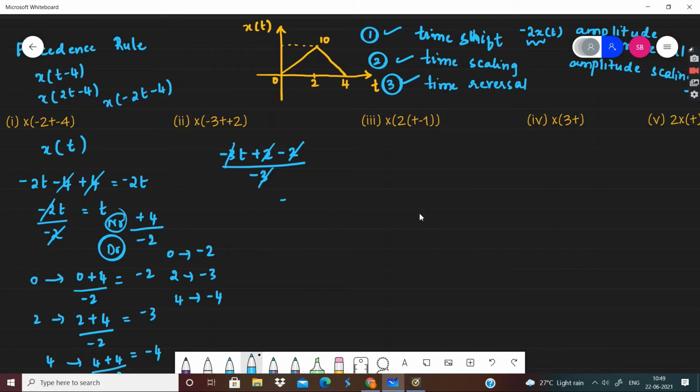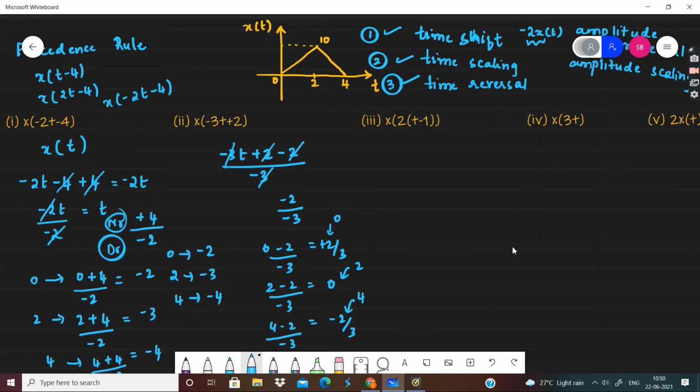So in the numerator I have used -2 and in the denominator I have used -3. Now for all these time points 0, 2 and 4, I will perform this operation. Instead of 0, it is 0 minus 2 by -3, which is 2 by 3. Instead of 2, it is 2 minus 2 by -3, which is equal to 0. Instead of 4, it is 4 minus 2 divided by -3, which is minus 2 by 3. So instead of 0, I have to use the first, instead of 2 the second, and instead of 4 the third.